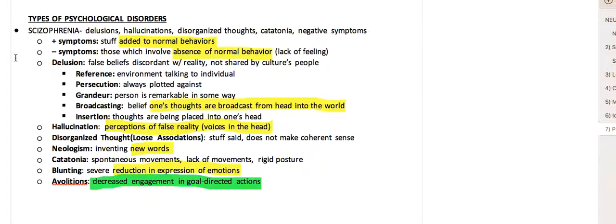Delusions are false beliefs discordant with reality, and not shared by the culture's people. So something really, really different. Reference delusion is the environment talking to the individual, so like the surroundings are talking to the individual. Persecution delusion is basically someone feeling that there's always a plot against them.